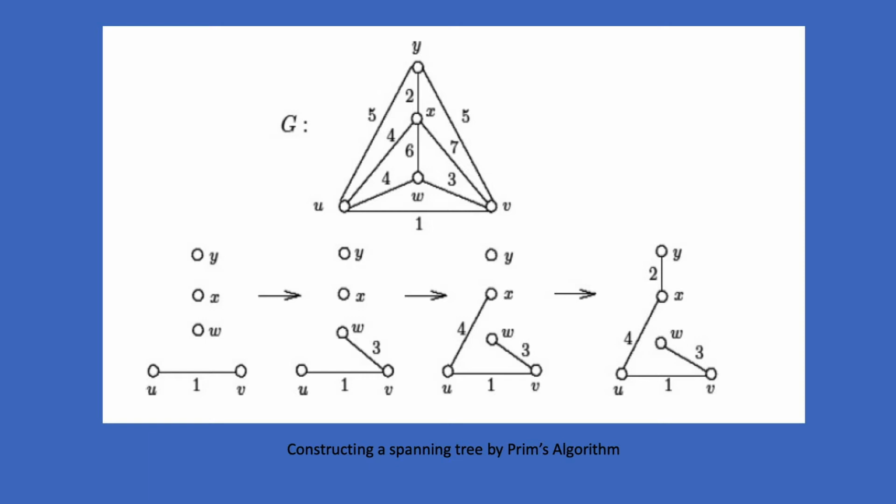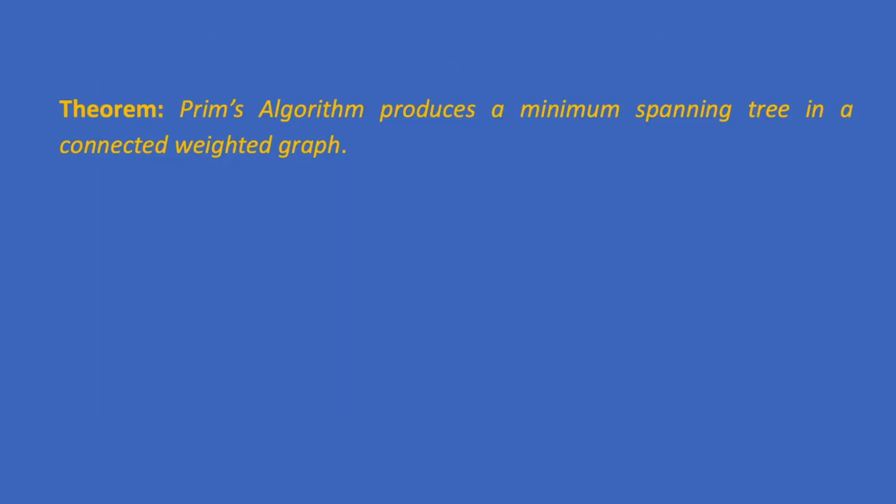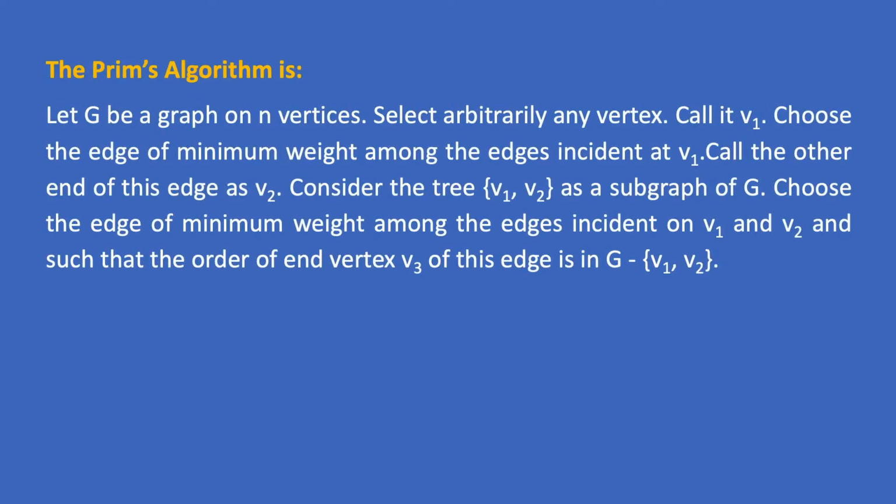Again, a tree obtained by Prim's algorithm is also a minimum spanning tree, as we shall be seeing later. The next theorem is: Prim's algorithm produces a minimum spanning tree in a connected weighted graph. The Prim's algorithm is: let G be a graph on n vertices. Select arbitrarily any vertex. Call it V1. Choose the edge of minimum weight among the edges incident at V1. Call the other end of this edge V2.